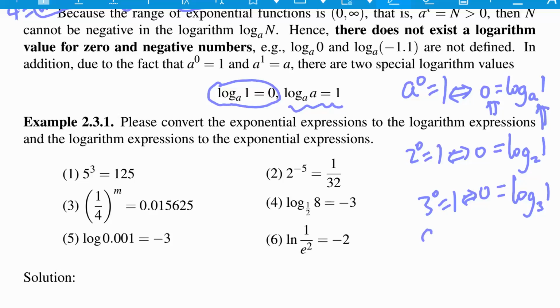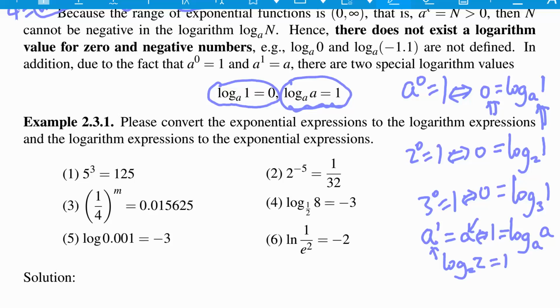Okay, so you have a to the first is also a, right? And then you have a base. This is the base, it is always the base, to the power. This is the power, equals 1. That's this expression. This tells us log base 2 to the 2 is 1, since 2 to the first is 2. Log base 99 to the 99 is also 1, because 99 to the first is 99. Okay, so those two expressions are very special.